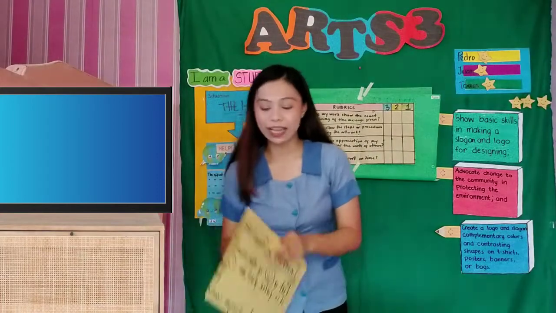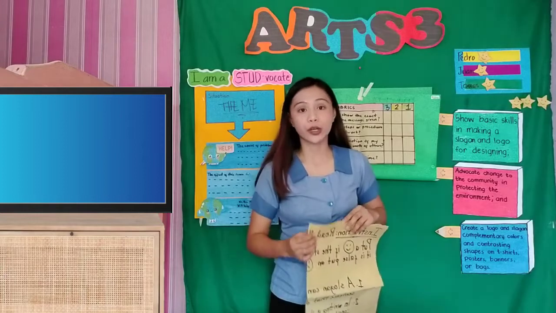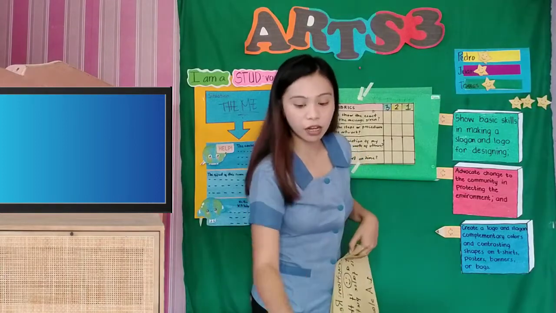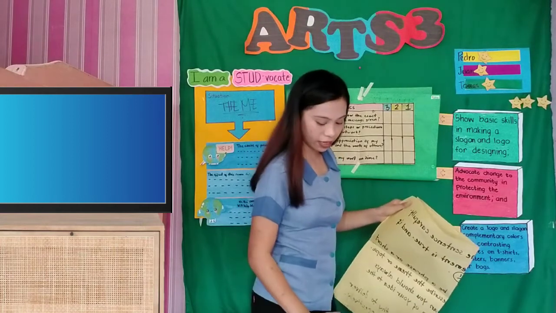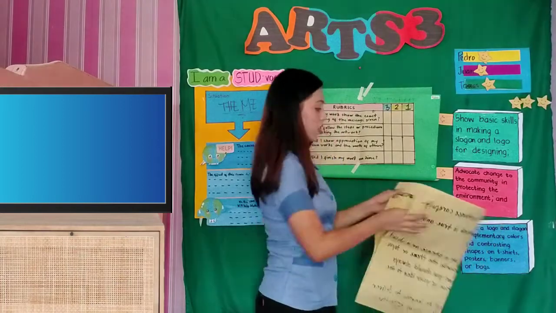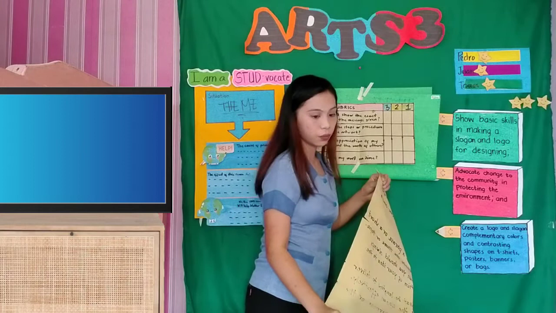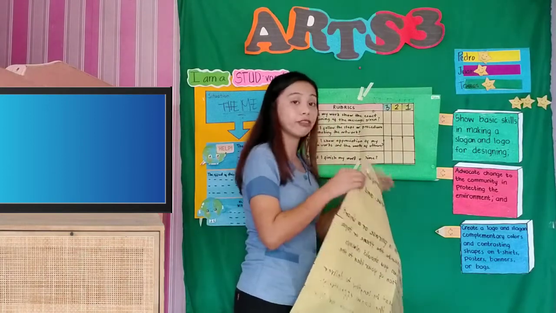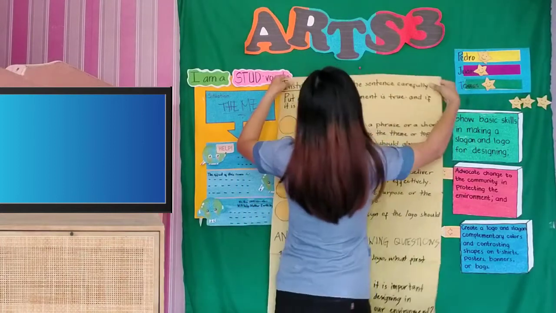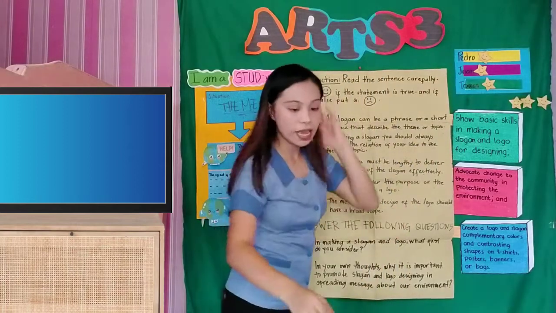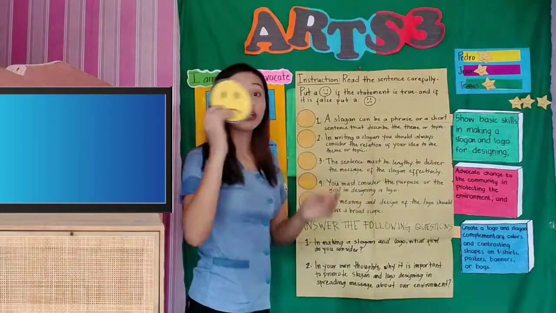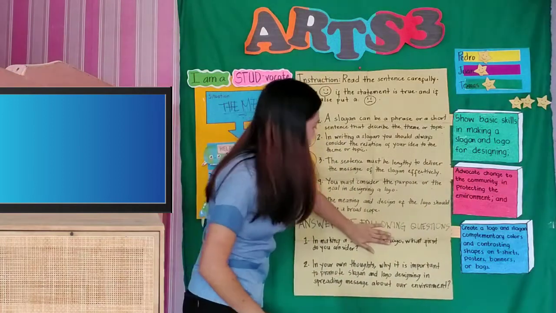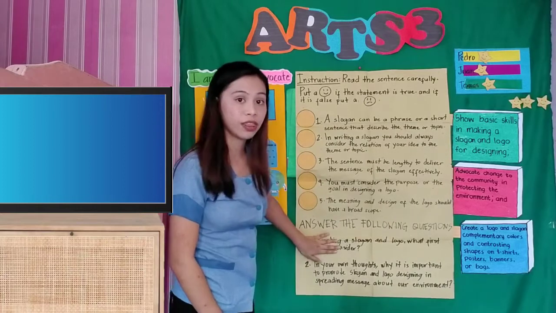Now, class, we will have our individual activities after our group activity. I know that all of you had fun painting, drawing. Now, this activity is just simple. This activity is called happy or sad. You will read the sentence very carefully and you will draw a smile if it is true. And you will draw a sad face if it is not true or if it is false.